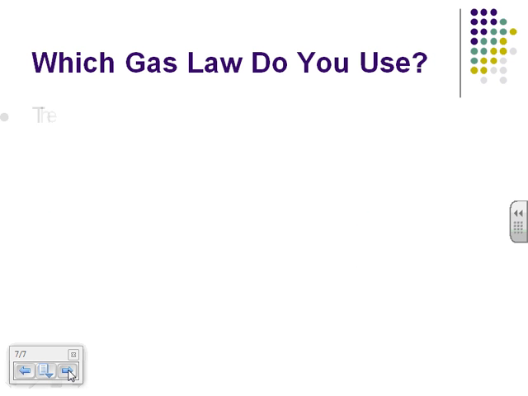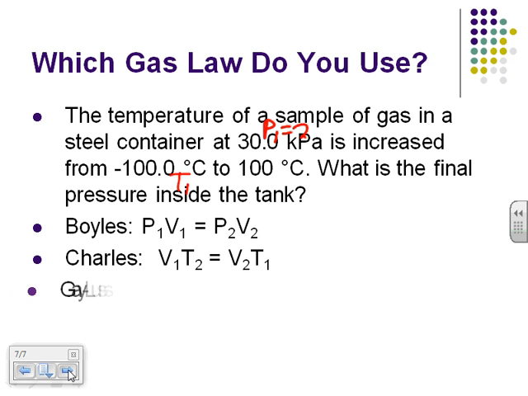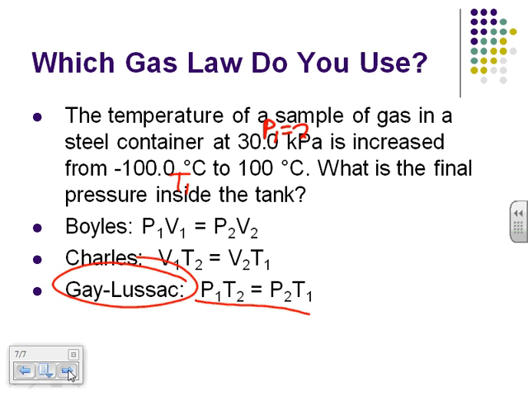And our last problem here, again, which gas law would you use? Temperature of a sample in a sealed container at 30.0 kilopascals, so that's going to be pressure, is increased from minus 10 Celsius to 100 degrees Celsius. What will the final pressure be? This one is looking at pressure and temperature. So the gas law that deals with pressure and temperature would be Gay-Lussac's Law.